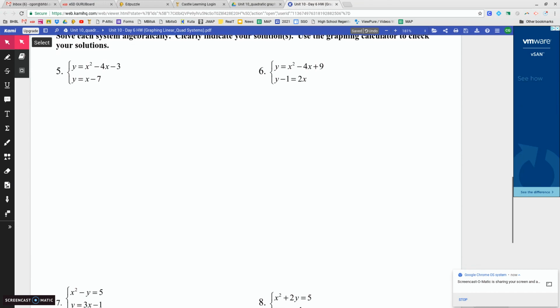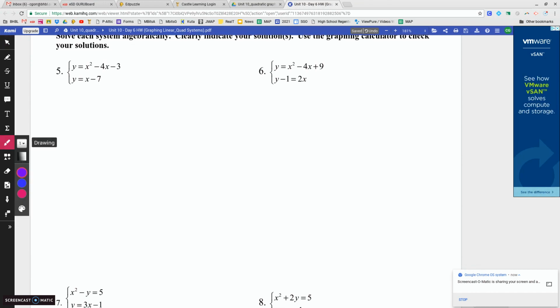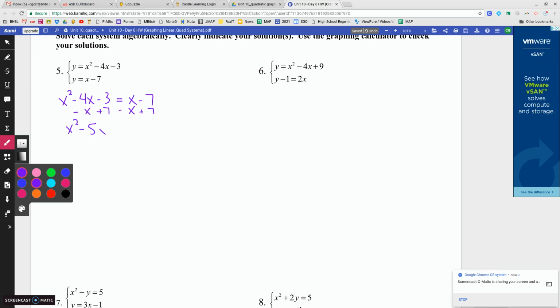Okay, so let's talk about question 5. In question 5, notice that both of my equations are already isolated with my y value. So that's really helpful to me. And now what I want to do is set my two equations equal. So I have x squared minus 4x equals 3 and an x minus 7. Now, since this is a quadratic, I am going to move everything over to one side so that I now have x squared minus 5x plus 4 equals 0. And now this is in standard form.